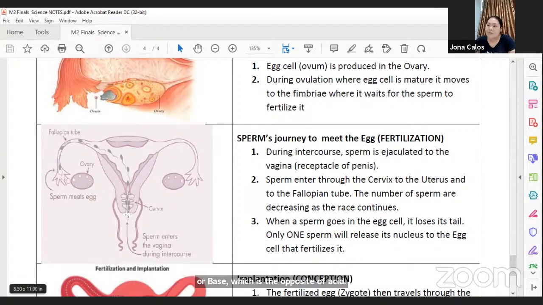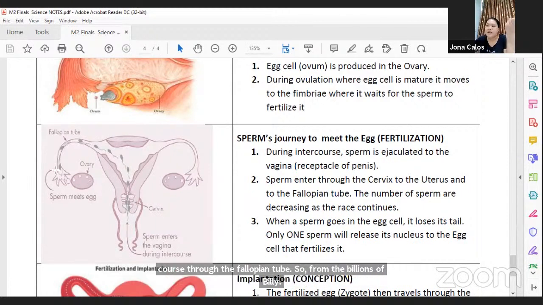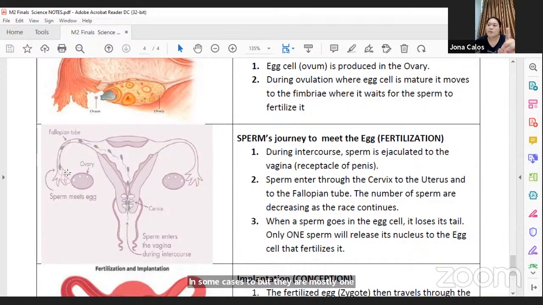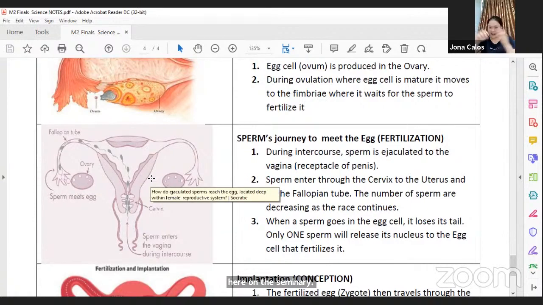Okay. So in here, only a few of those sperm will survive and go through the cervix, through the uterus, and of course through the fallopian tube. So from the billions or millions, it will become millions to thousands, and then hundreds, and then just a few, and then only one. In some cases two, but mostly one sperm will fertilize the egg that is waiting here on the fimbriae. Now, when the sperm and the egg meet, that's the fertilization part.